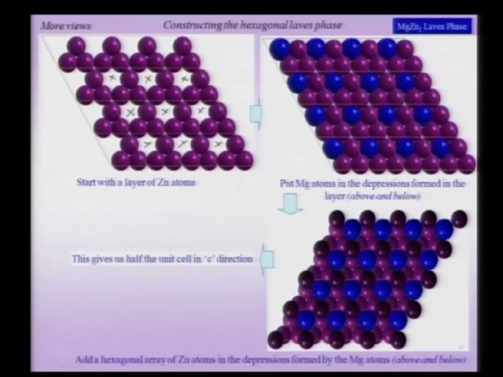Zinc being the smaller atom, I form the net first of the zinc atoms, and magnesium is the larger atom, which I place in this depression formed by this array of zinc atoms. Of course I have two positions in which I put these magnesium atoms, and I put them on both those positions, that is one above this layer and one below the layer.